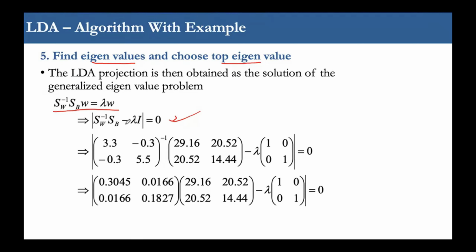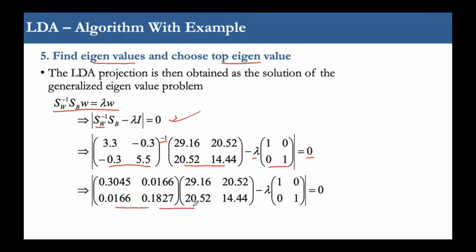Now we need to solve this. We know what SW is, and we will be taking the inverse of it, and then SB minus lambda into I. I is the identity matrix, 1, 0, 0, 1 for 2 by 2, which is equal to 0. Now we need to find the inverse. In mathematics you might have learnt how to compute the inverse for a given matrix. You can use a calculator or do it manually. Then it is multiplied by the SB matrix minus lambda into the identity matrix.